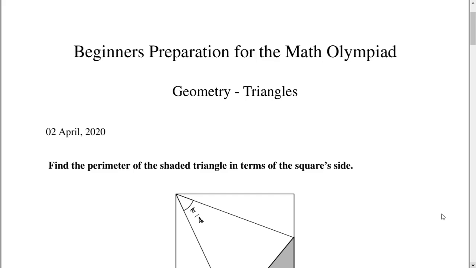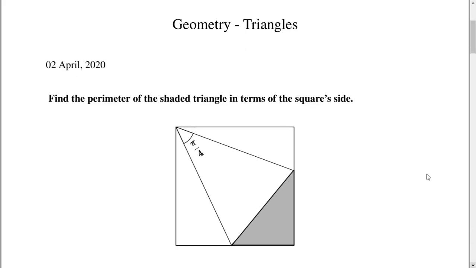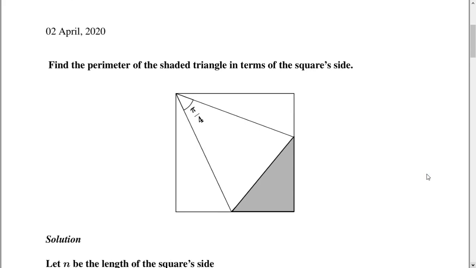Find the perimeter of the shaded triangle in terms of the square's side. Not much information has been given here, so we probably just need to start with what is given, or in fact what's not given. Let's say the side of the square has a length of n.